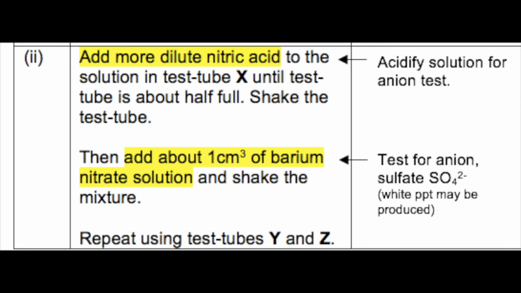Okay, for the next part 2, we are supposed to add more dilute nitric acid. So by right, if at part 1 you add until there is no further changes, when you add more nitric acid into part 2, there should not be any visible change. And this time when we are adding more nitric acid, what we would like to do is to acidify the solution for an anion test. Because as you can see, the next part is to add about 1 cubic centimeters of barium nitrate solution. So therefore, adding nitric acid followed by barium nitrate, this both shows you that it is the test for an anion, which is sulfate ion. And if sulfate ion is present, that means we should see white precipitate. So take note, anion test, we need both the acid and the barium nitrate solution.